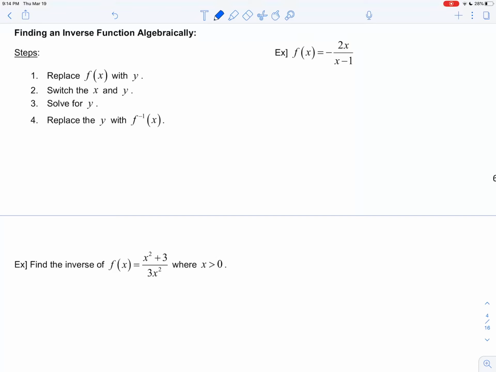I want to go over the steps with you on how to find an inverse function. So here we have a rational function, f of x equals negative 2x divided by x minus 1. The first step is to take it out of function notation. Just instead of writing f of x, write y instead.